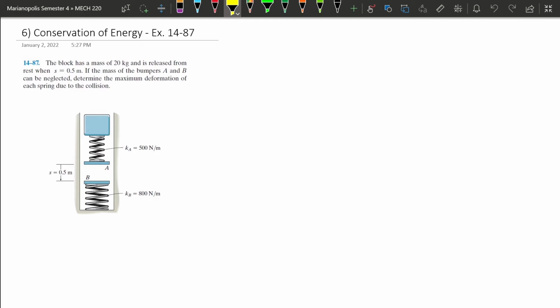So here the question is: the block has a mass of 20 kilograms and is released from rest when S equals 0.5 meters. If the mass of the bumpers A and B can be neglected, determine the maximum deformation of each spring due to the collision. Alright, so here we can see that we have springs and gravitational force. There's no friction or anything, so we know that we can use conservation of energy.